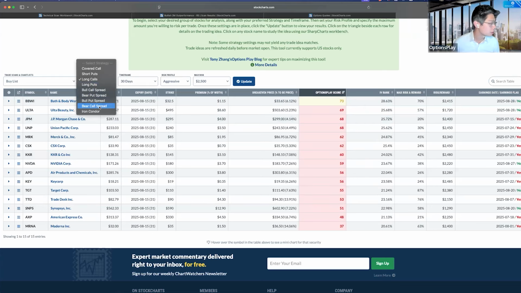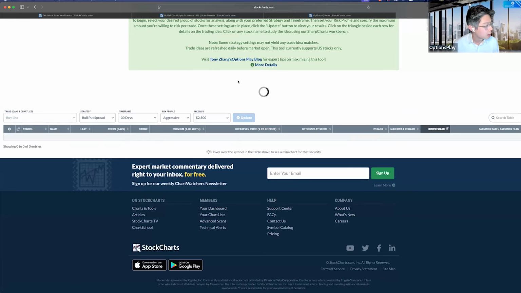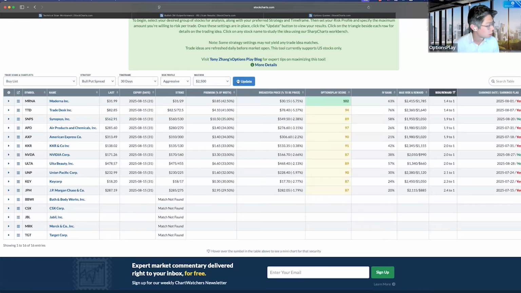Or if, let's say, I'm looking at selling credit spreads, I can basically quickly make the preferences that I have for any of these strategies, click on update, and now I've looked at all 16 different stocks on my buy list for which one gives me the best risk reward ratio. So Moderna actually in this particular case gives me the best risk reward ratio, which makes sense. When the options are really expensive, buying call options doesn't make sense, but selling put options makes a lot of sense because I can collect a lot of premium, right?